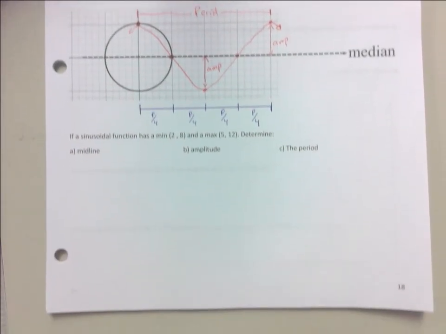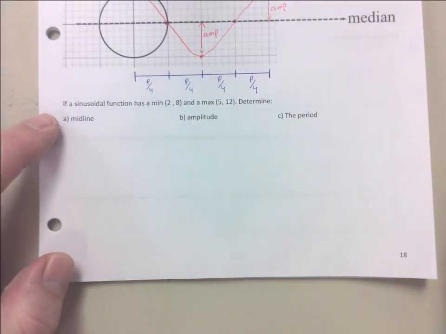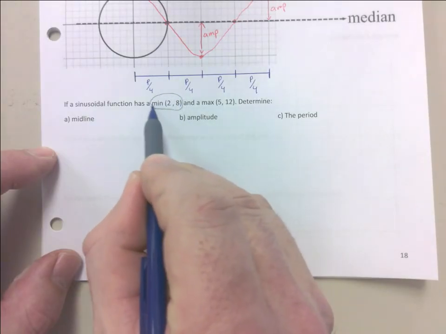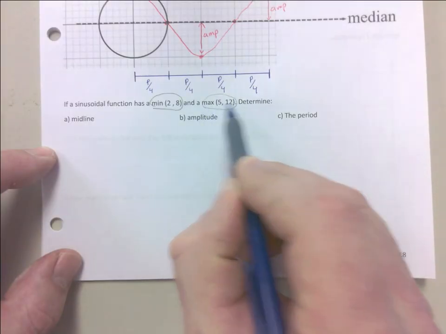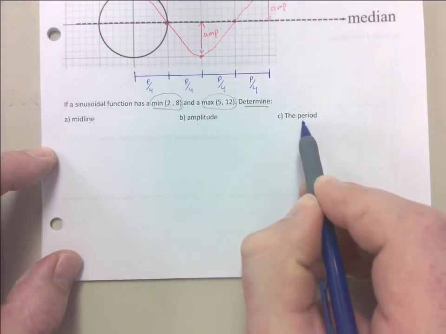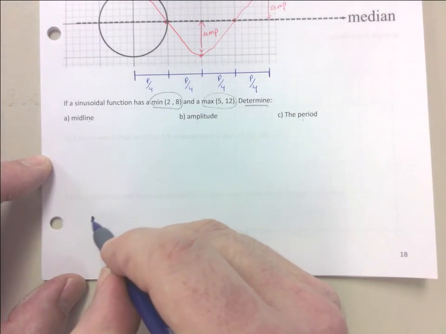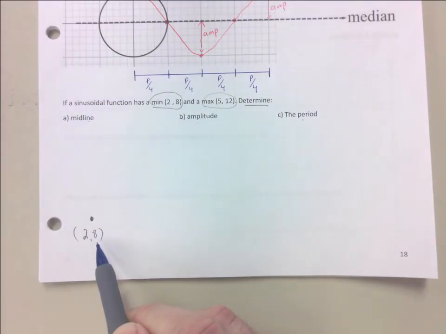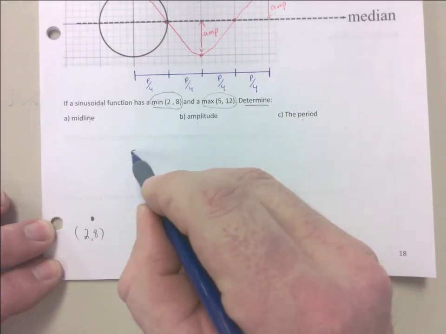Let's talk about this here. This is just for your information. Okay. If a sinusoidal function has a min, so this is a point, right, of 2, 8 and a max of 5, 12, determine the midline, the amplitude, the period. Let's do a little sketch for this. A min, obviously we're here. That's 2, 8. So an x value of 2, y value of 8. Then we get to the max of 5, 12.